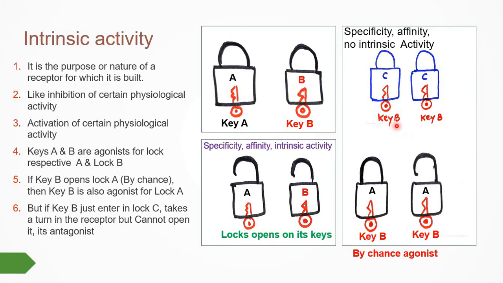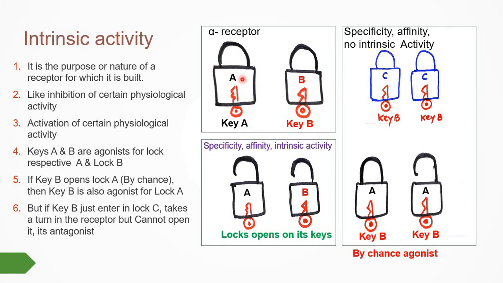Now I am taking you to another situation, where key B of lock B is placed on lock C. Now you see this key B is inserted there. Though it is not specific, it has been accepted. So it is just like an affinity case. Now when you turn it around, you are very happy that the lock is going to open, but the result is that the lock does not open. Now this is a classical example of an antagonist.